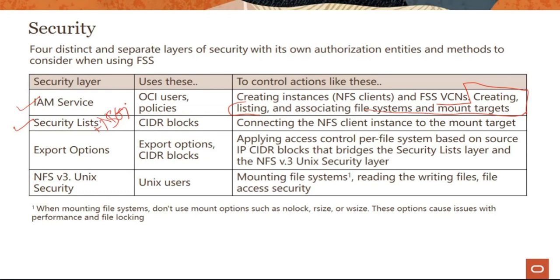There's also something called export options, which basically applies access control per file system based on source IP CIDR blocks. That bridges the security list layer and the NFS Unix security layer. We'll talk more about what exactly we mean by that. It gives you that additional security layer which you could leverage.